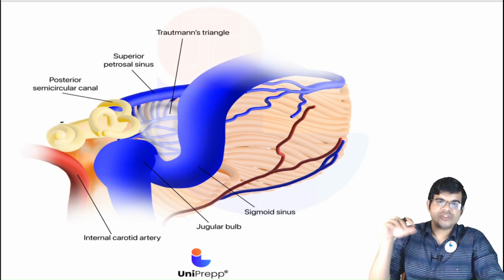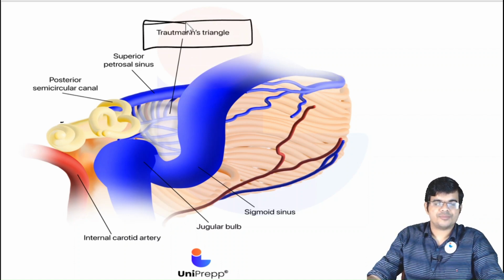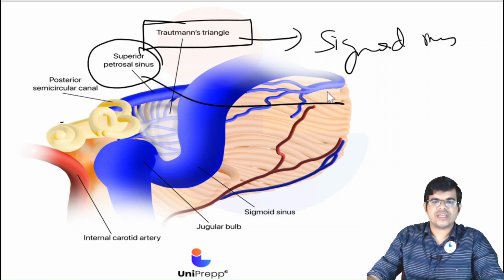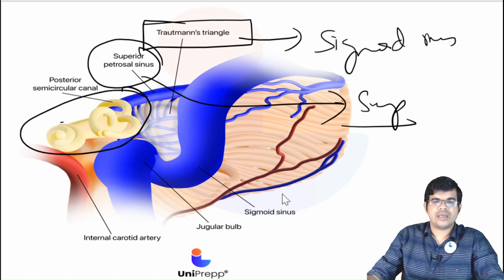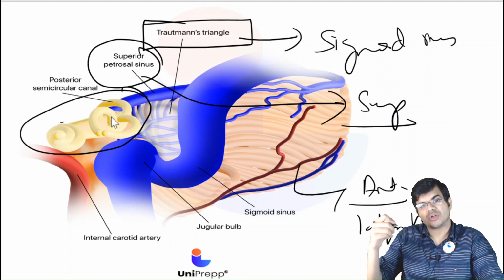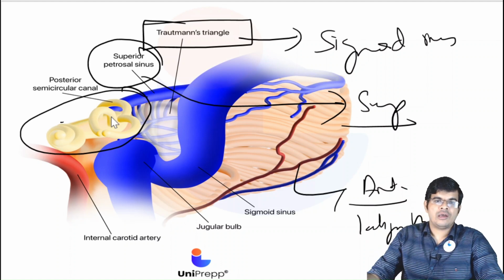Through which triangle do you go to reach the posterior cranial fossa? It is through Trautmann's triangle, and this Trautmann's triangle is bounded by the sigmoid sinus posteriorly, the superior petrosal sinus superiorly, and of course the labyrinth anteriorly. Now the angle between the lateral semicircular canal, posterior semicircular canal and the superior semicircular canal is what is called the solid angle.